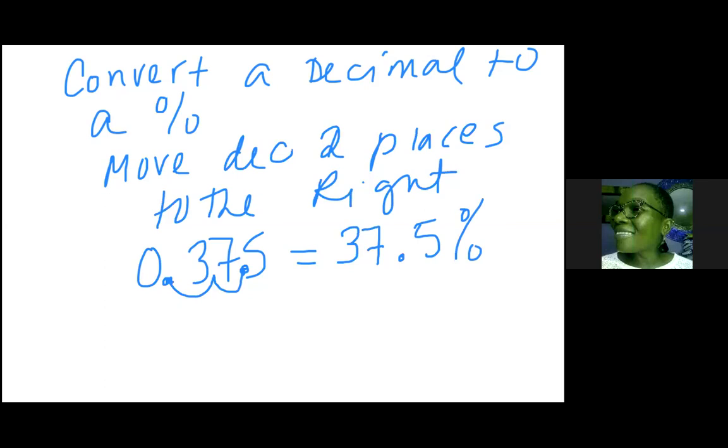Now, the other way to do this is to simply multiply by 100. So you take the decimal, multiply it by 100, and that decimal will become a percent, guys. So this part right here is super easy.